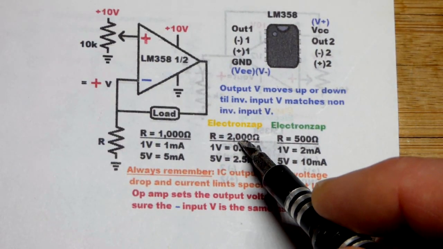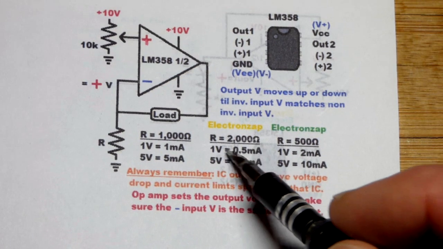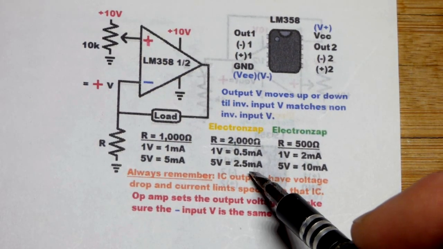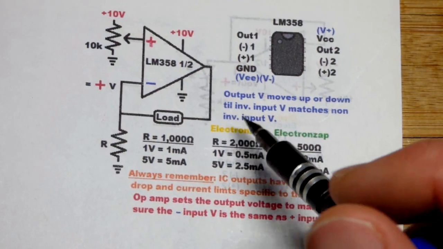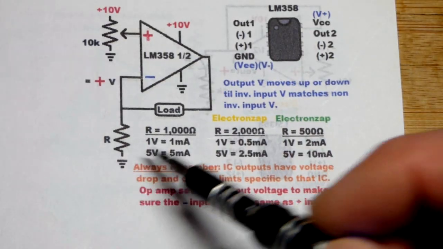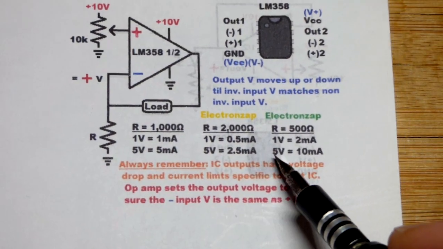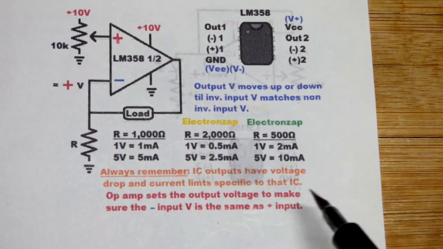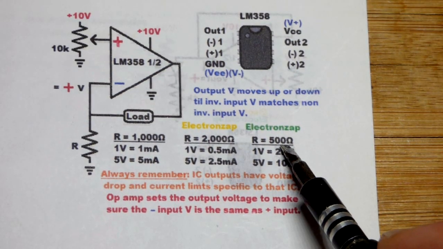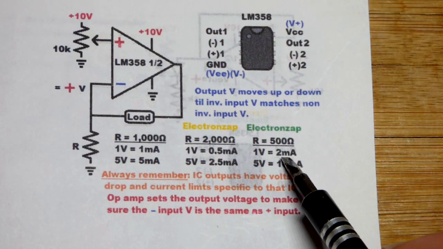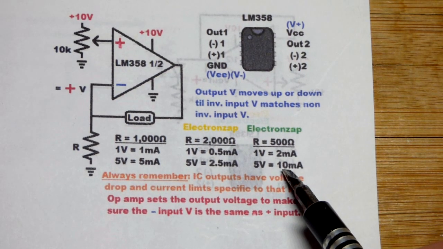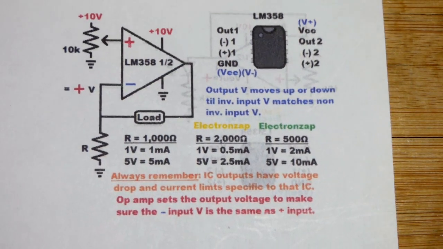And again, we can double the resistance right there. 1 volt gives us half a milliamp of current, 5 volts 2.5 milliamps of current. So those are the 2 things we can control: the voltage we set at the non-inverting input, and then that resistor right there, as long as we stay within the limits of the op amp. And a 500 ohm resistor, again, will get twice as much current as 1000 ohms. I'm keeping the math easy because that's the quickest way to learn this basic stuff. So 1 volt, 2 milliamps, 5 volts, 10 milliamps, and so on.